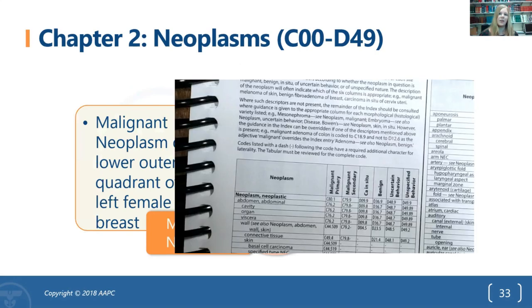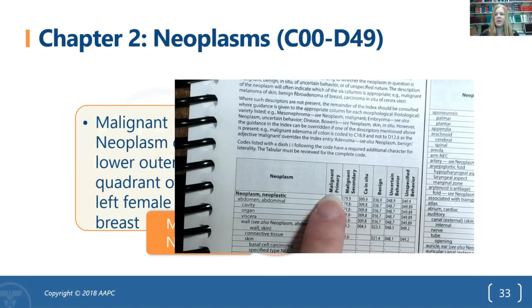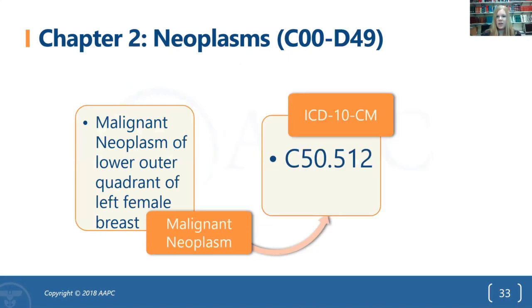The neoplasm table has 7 columns. The first descriptor is followed by the type of neoplasm, and there are 3 columns for malignancies. Those are the first 3. Primary malignancy is where the cancer starts. It hasn't spread anywhere from there. A patient can have multiple primary sites in the body.